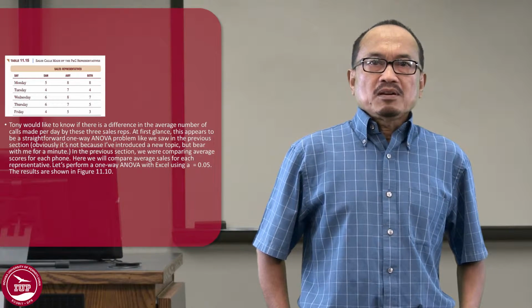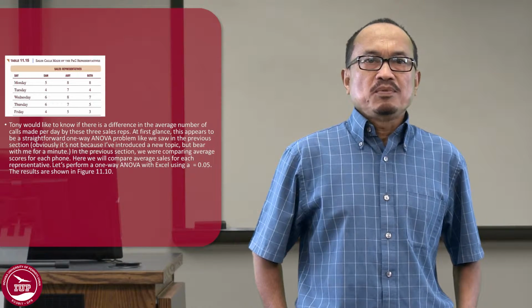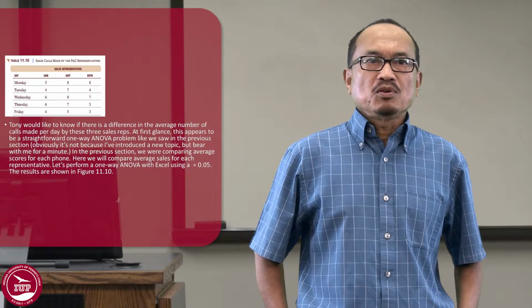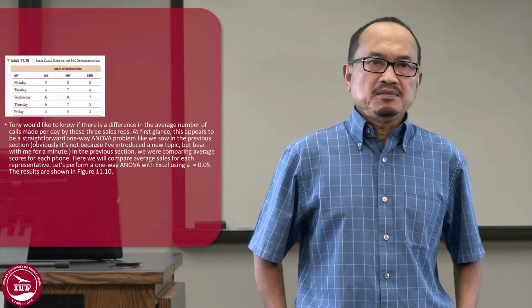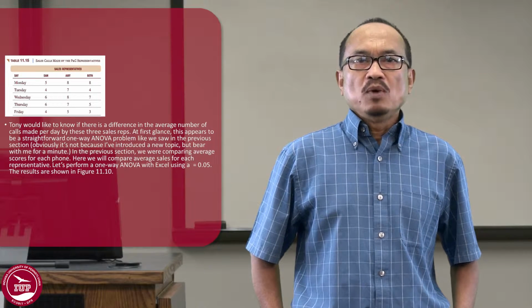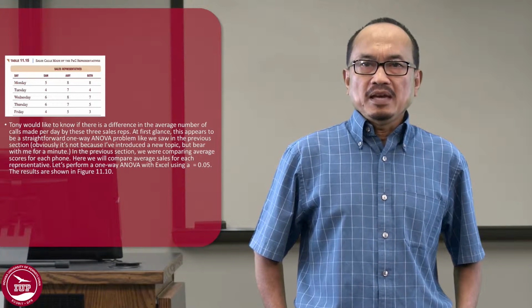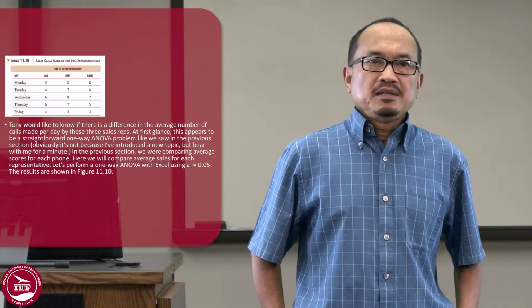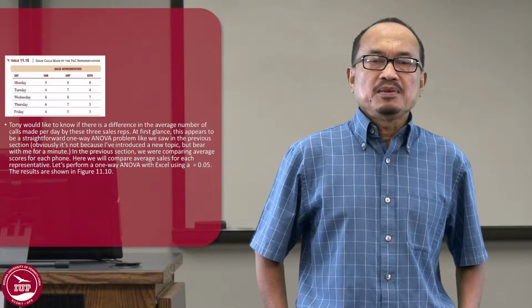However, we are comparing average score for each phone. Here, we will compare average sales for each representative. Let's perform a one-way ANOVA with Excel using alpha equal to 0.05. The results are shown in figure 11.10.